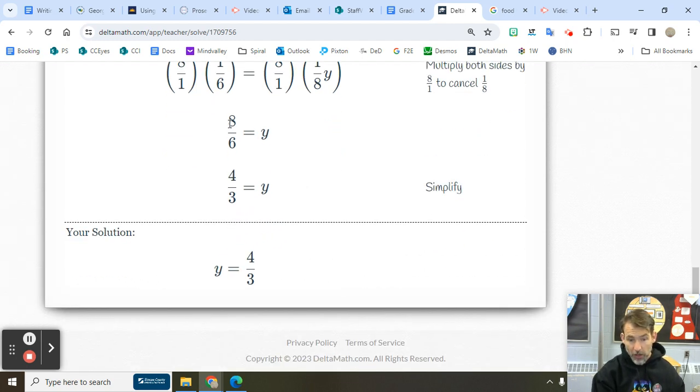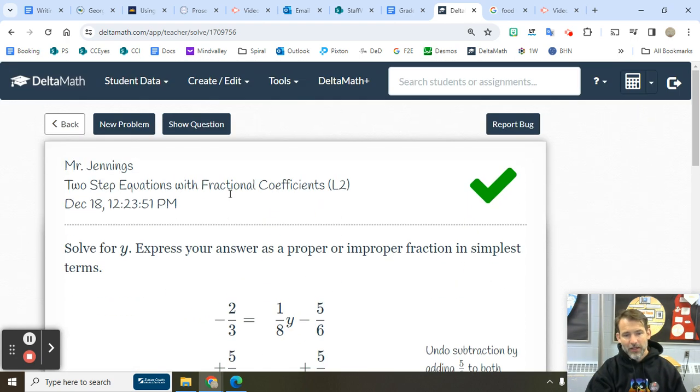Beautiful. Why does 8 over 6 simplify to 4 over 3, you might ask. 8 can be written as 4 times 2. 6 can be written as 3 times 2. 2 divided by 2 will cancel. So that's done. All right.